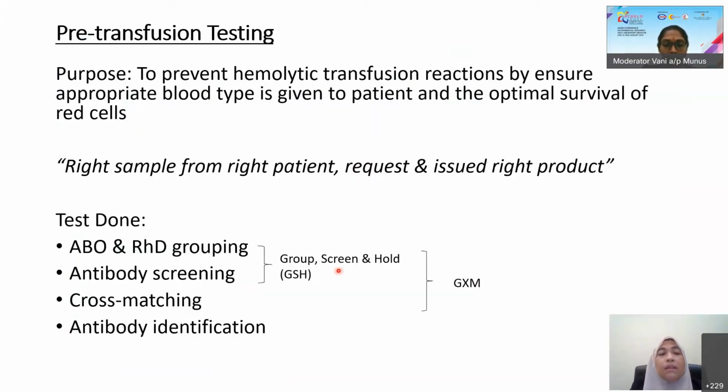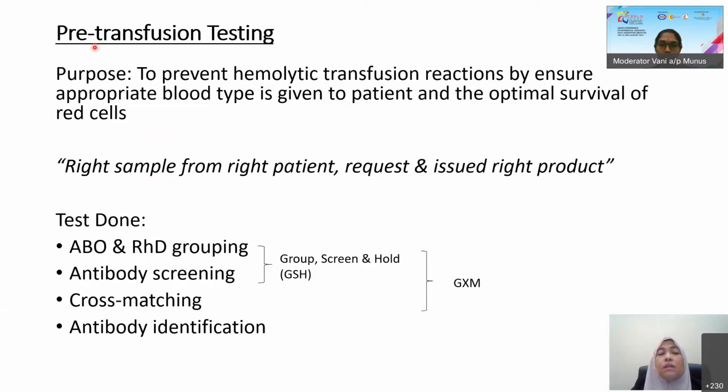In the transfusion laboratory, the testing is usually called pre-transfusion testing. The aim of this testing is to prevent hemolytic transfusion reaction by ensuring the appropriate blood type is given to the patient, and the optimal survival of the red cells that we transfuse to the patient in the body. So it's very important for this testing that we have the right sample from the right patient, and request and issue the right product to the right patient.